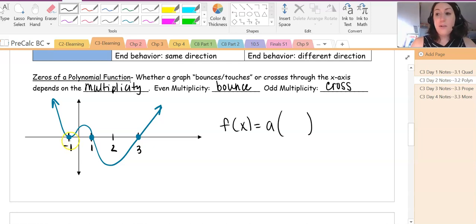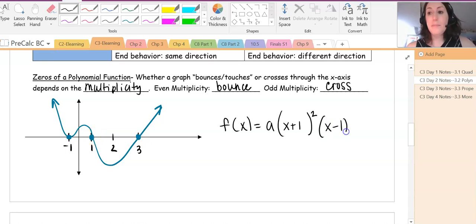I have a zero at -1, so that would be an x plus 1. But see how it bounces? That's going to mean this is squared. Now you may be asking, well, how do you know it's not to the fourth power? Hold on, I'll get there. And then we also have a zero at 1. So it's going to be x minus 1, but it crosses. So this is going to remain to the first power.